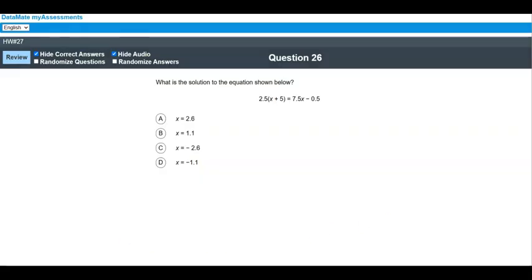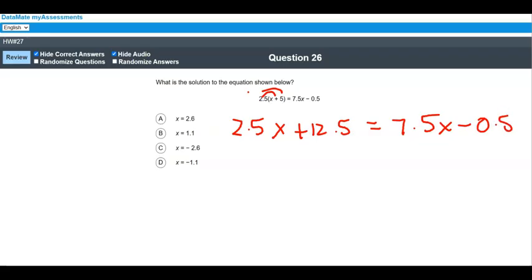All right, solving equations. We're going to distribute here to get 2.5 times x and 2.5 times 5. I used my calculator to compute 2.5 times 5, and I got 12.5. The right side of the equation stays the same. And now it's time to use an inverse property to get my x's together.